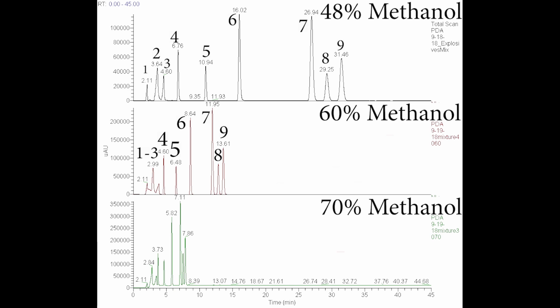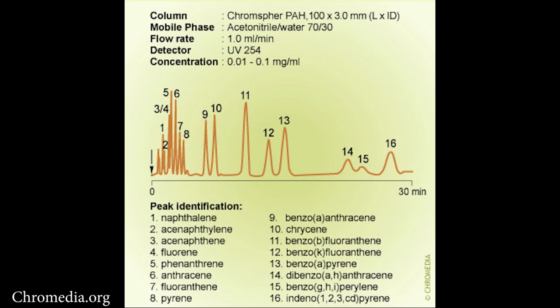So let's take a look at an example of where a gradient can be really nice. This example is from a really nice website called Chromatography, and they're doing a separation of 16 different compounds. They're polyaromatic hydrocarbons. They are on a 100 millimeter long column, 3 millimeter inner diameter. They're doing acetonitrile water. So water is A, acetonitrile is B, 1 milliliter a minute. And they started with 70% acetonitrile, 30% water.